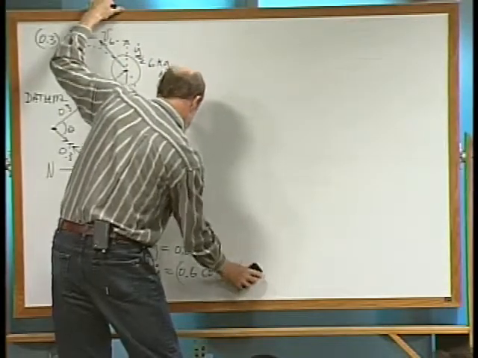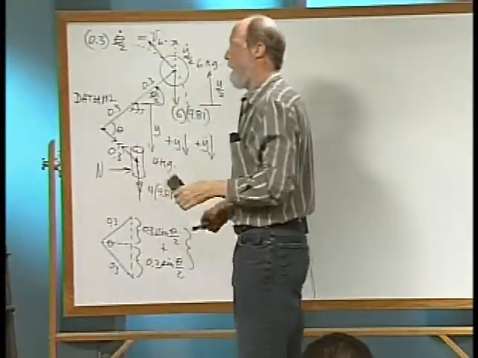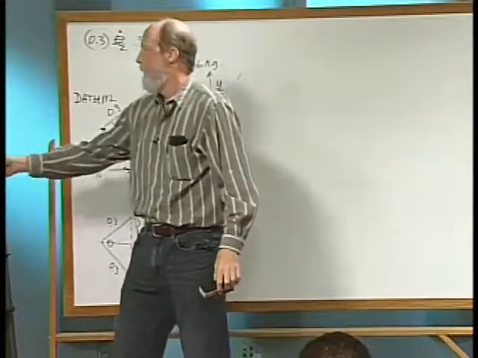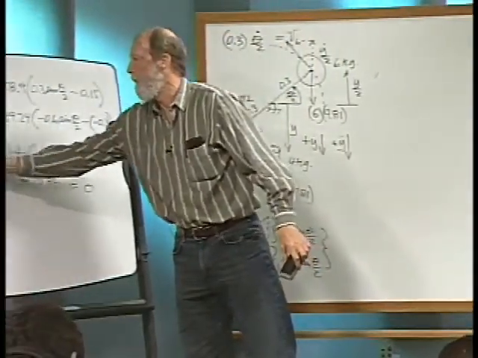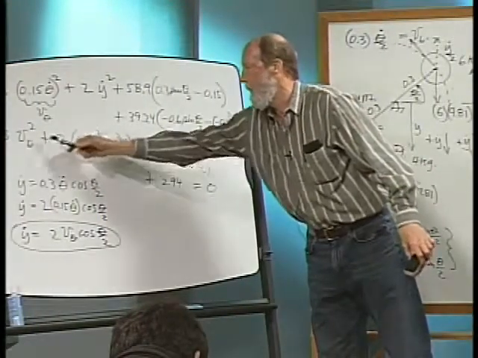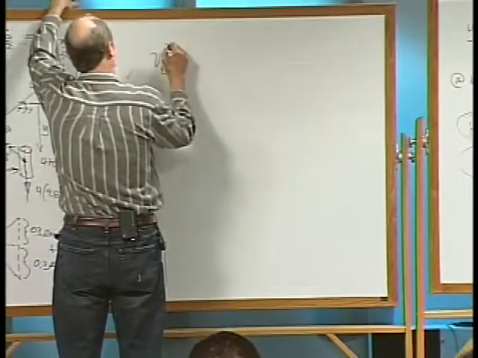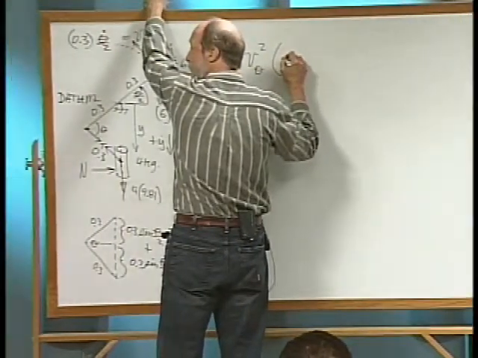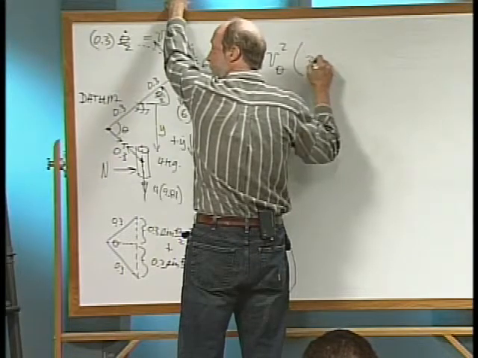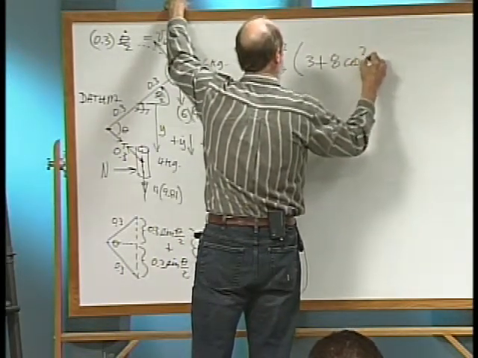And you'll notice that equation is quadratic. When you factor this out, you end up with 11. Oh, I'm sorry, you can't do that. You can just factor out the v theta squared. So if we factor out the v theta squared, we're left with 3 plus 8 cosine squared of theta over 2.